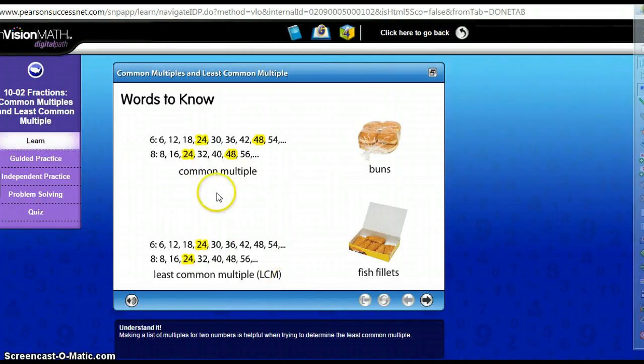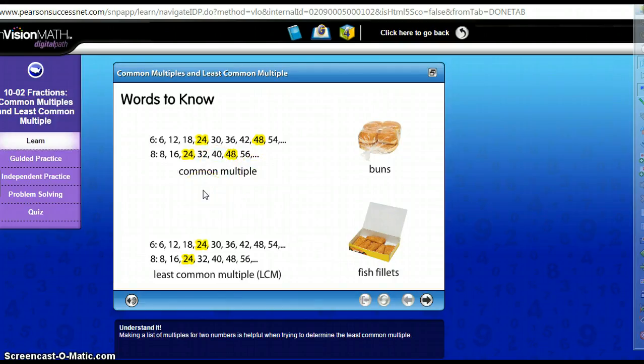So, Abby, if you look at this, here we have the numbers 6 and 8. They went ahead and listed all the multiples of 6. 6 times 1 is 6, 6 times 2 is 12, 6 times 3 is 18, and so on. They also did that for 8. They listed all the multiples of 8.